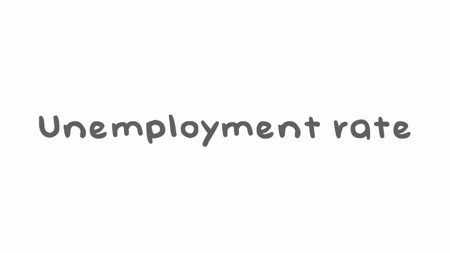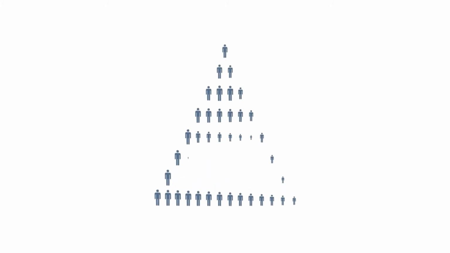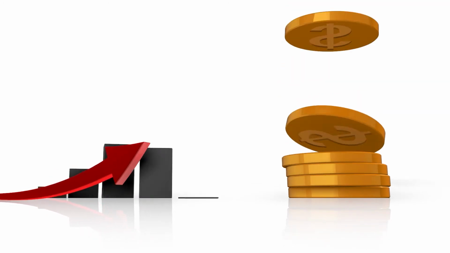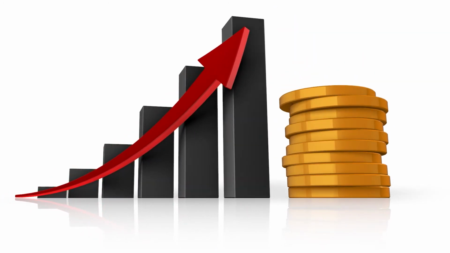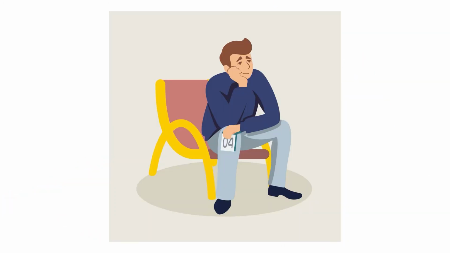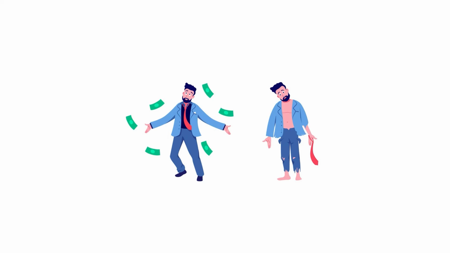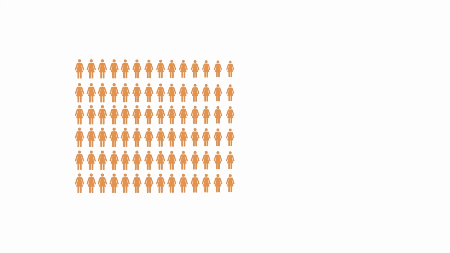Unemployment rate. The number of people who do not have work, are actively seeking work, and are available for work. It is the proportion of persons in the labor force who are unemployed. It's calculated by dividing the number of unemployed people by the total number of people in the labor force, employed or unemployed, and then multiplying that figure by 100.